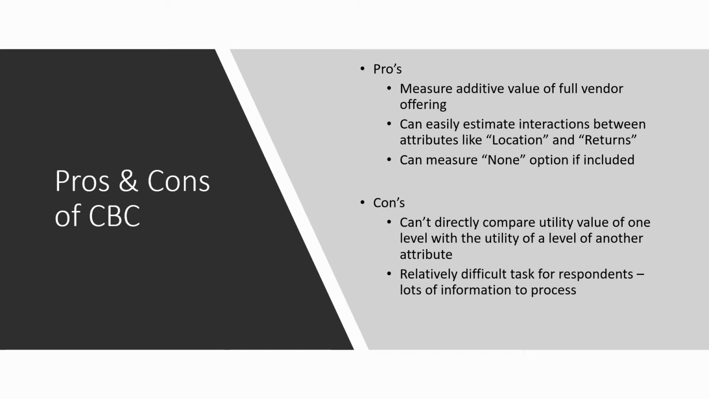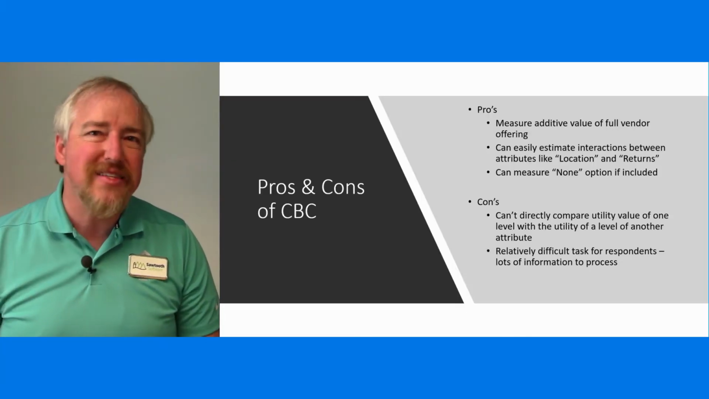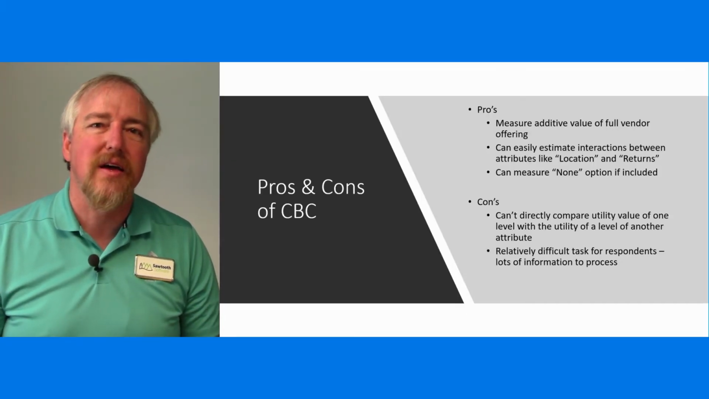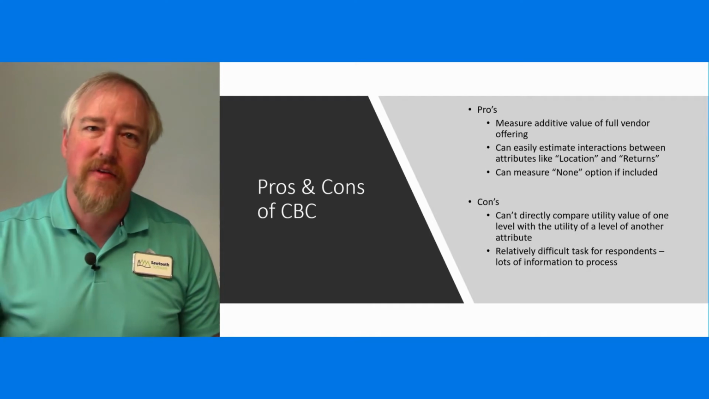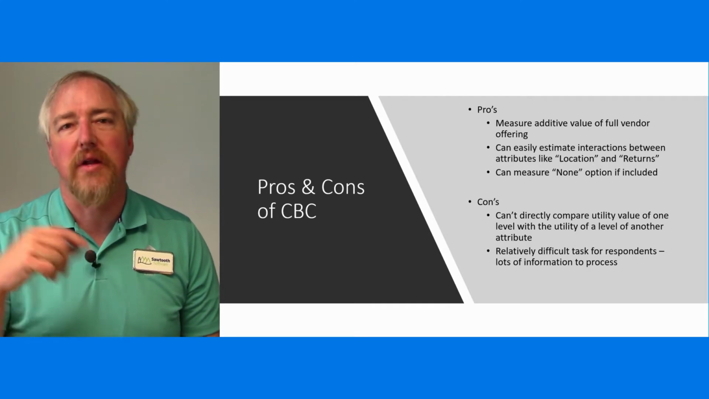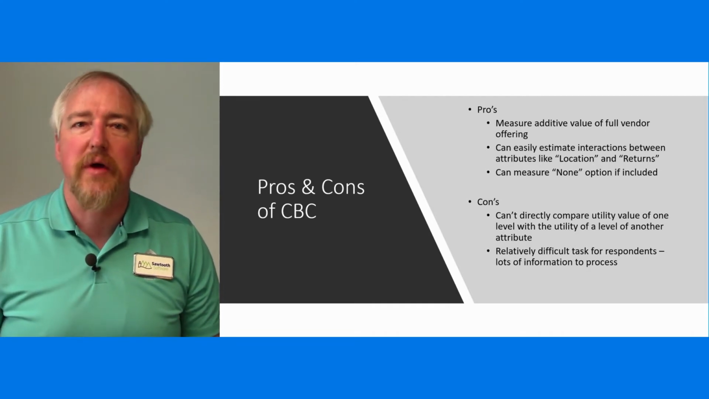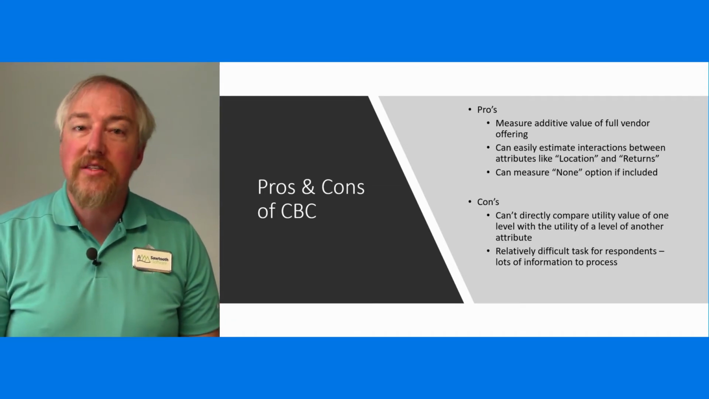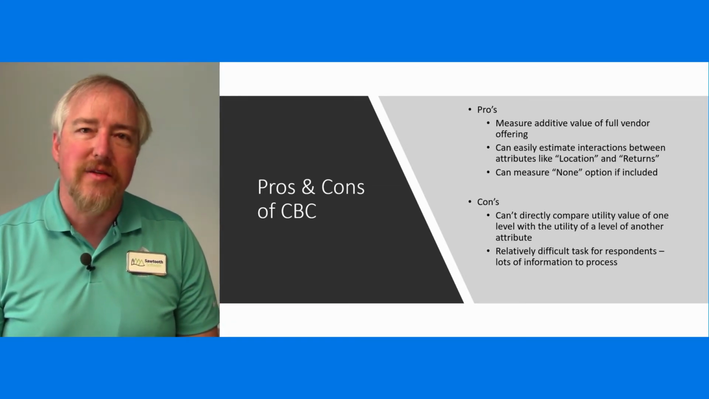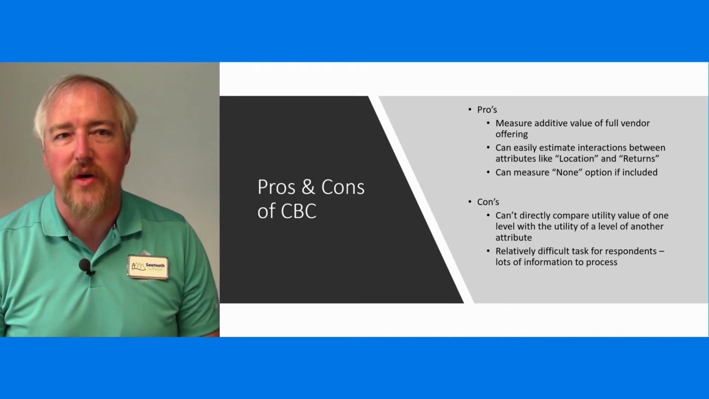The pros are we can measure the additive value of a full vendor offering. So we can look at each thing and say, okay, how much additional value does that thing offer? We can easily estimate the interactions between these things. So for instance, we've got a location attribute and a returns attribute. And maybe it's easier for me to return things if I have to return directly to the vendor. Maybe it's easier if it's a local company than if it's an overseas company, because then I have to pay overseas shipping. You can also measure the none. So there's some things that we like about CBC, and maybe that would work for our situation here.